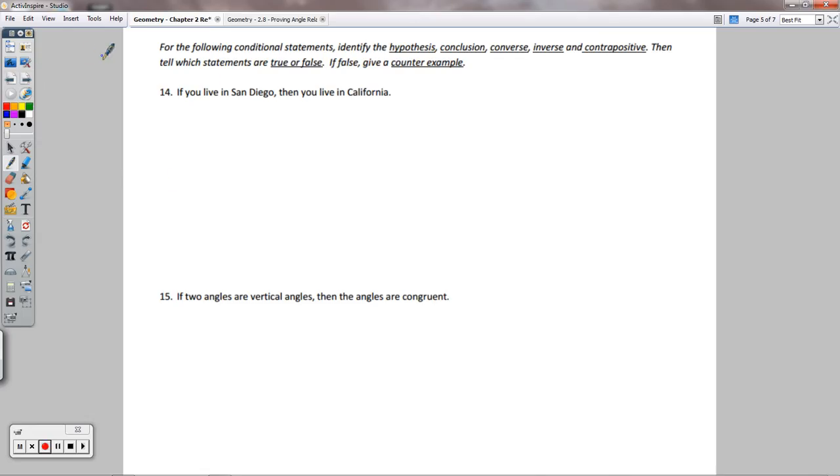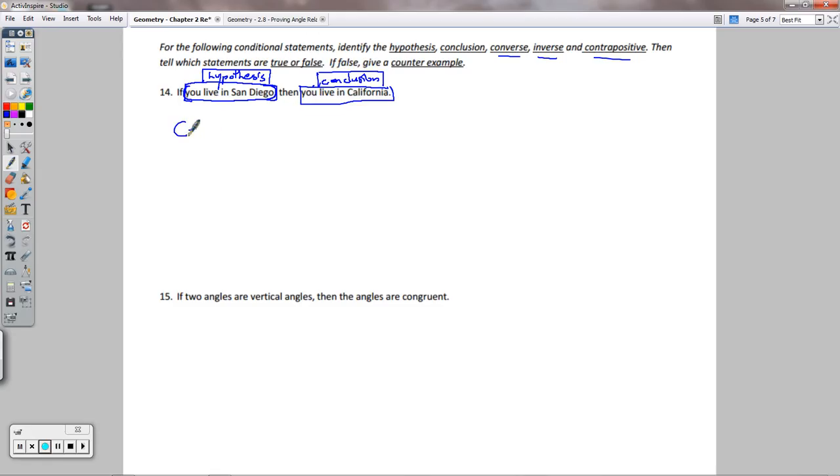So on this, the hypothesis, that's the part after the if statement. It doesn't include the word if, but it includes everything after that. This is the hypothesis. And then you live in California, the part after the then. Since I use boxes for final answers, let's make that a box. This is a final answer for my hypothesis and conclusion. The conclusion is that you live in California. So that's my original, or conditional, statement. And then I'm trying to do converse, inverse, and contrapositive from there.